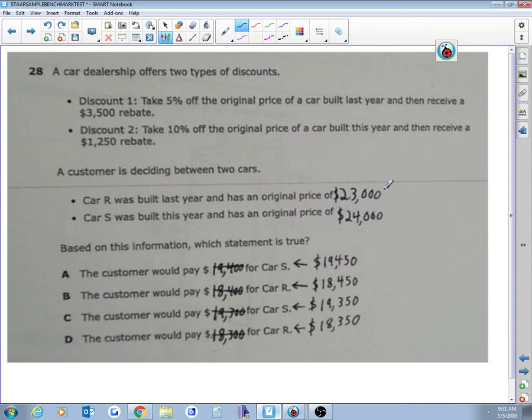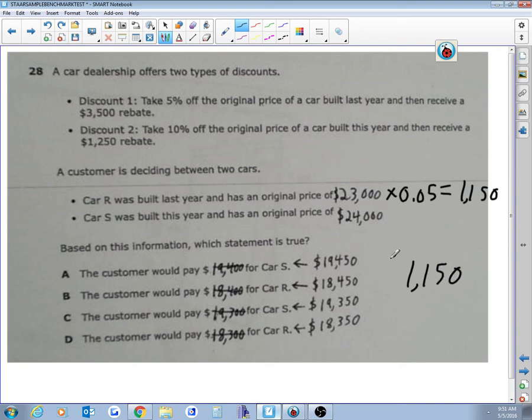So for this $23,000, it was built last year. So we're gonna have to use discount 1. So discount 1 is gonna be 5%. So we've got to find 5% of $23,000. Then we're gonna add the $3,500 rebate, and then we're gonna subtract the sum of that from the 23,000. So this times 0.05 gives us our 5% discount, and that's going to be $1,150.